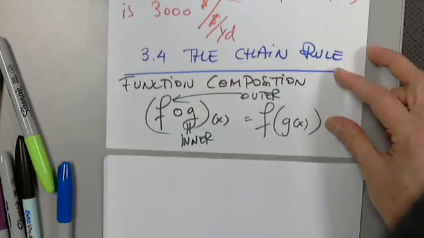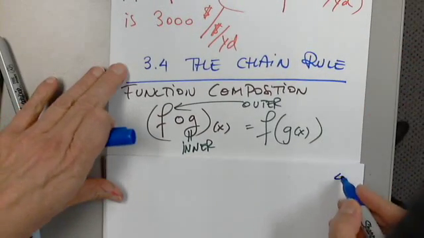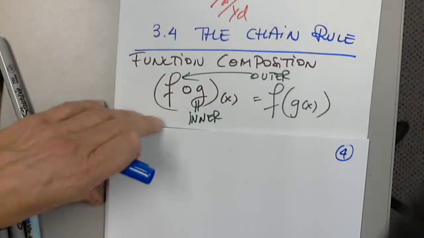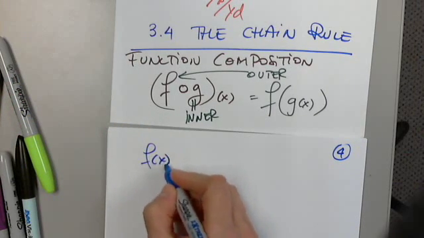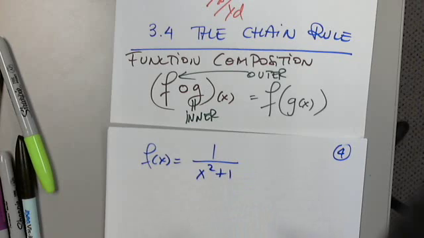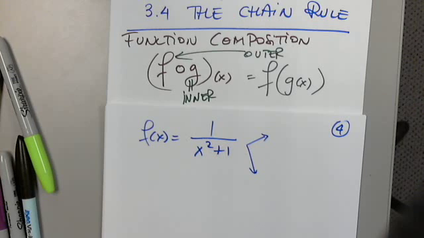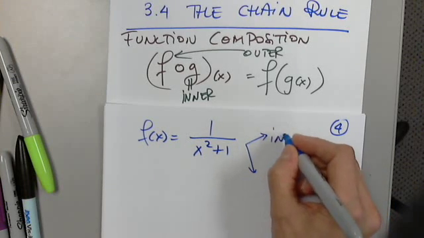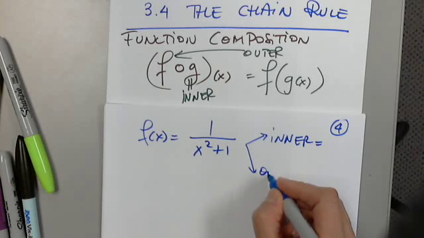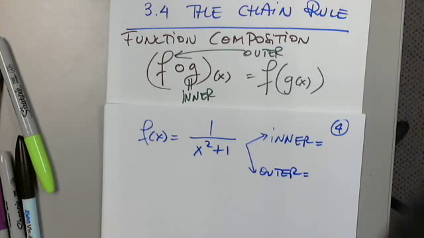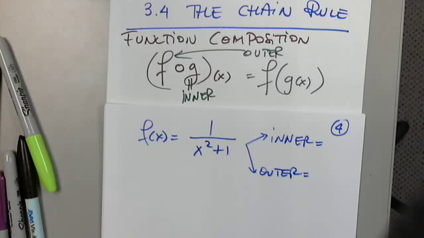Now, I want to point out two things here. Let's suppose we are given a function, and that is f of x equals 1 over x squared plus 1. I would like you to come up with, and there is more than one correct answer, an inner function and an outer function, such that when I plug the inner in the outer, I get this function. So what would you think would be an example? There is more than one correct answer.